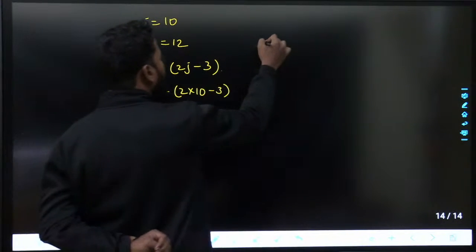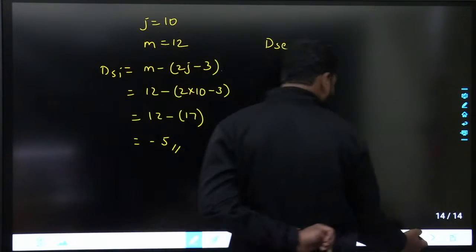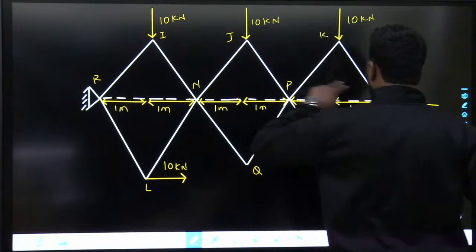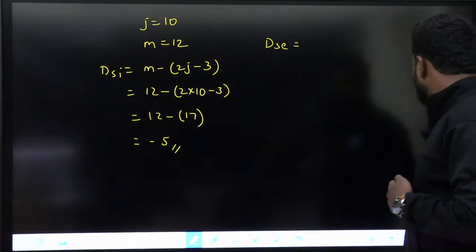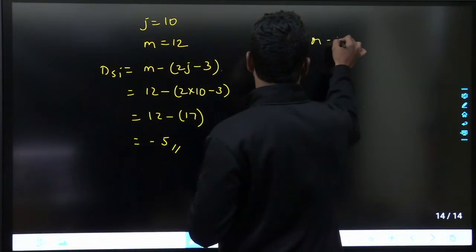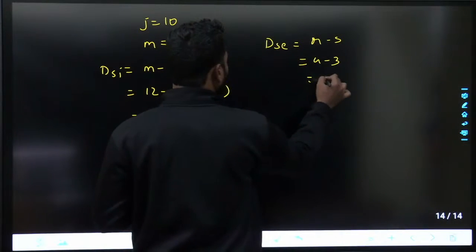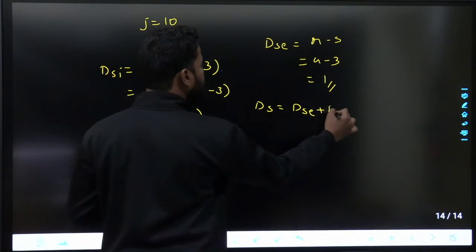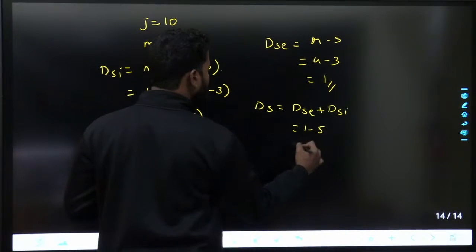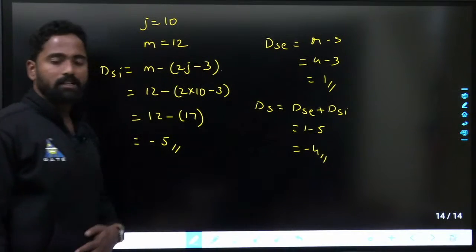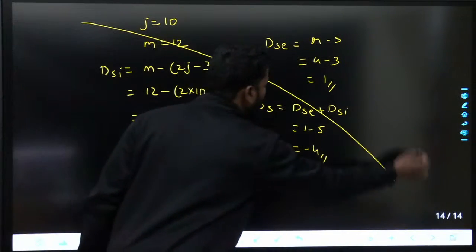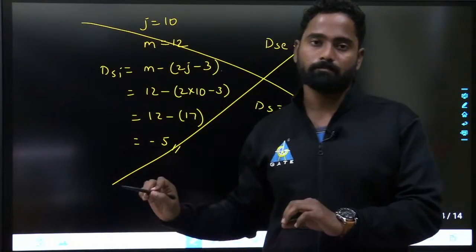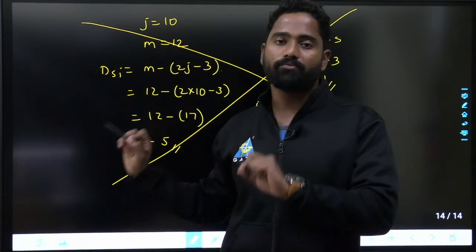So DSE, external indeterminacy, if you calculate it considering it as a truss, here it will be 2, here it will be 2. So generally what you will say is, sir, 2 plus 2, that is 4, number of reactions is 4, number of equilibrium equations is 3, DSE equals 1. DS equals DSE plus DSI, 1 minus 5, that is I will say it as minus 4. So this is an unstable structure, but this whole analysis is wrong because this is not a truss, it is a frame. Remember, this is a frame.